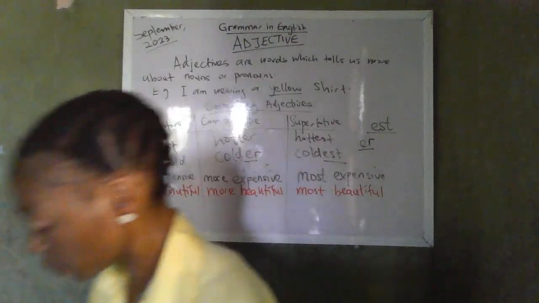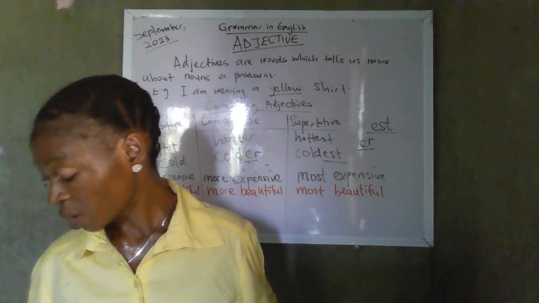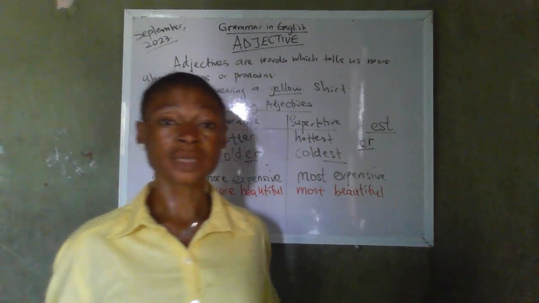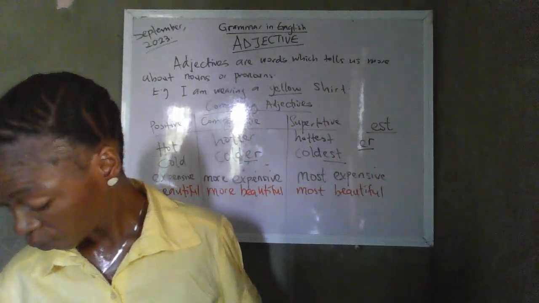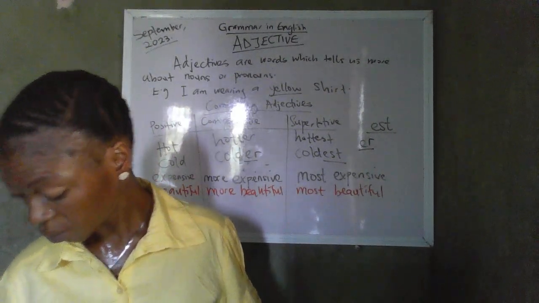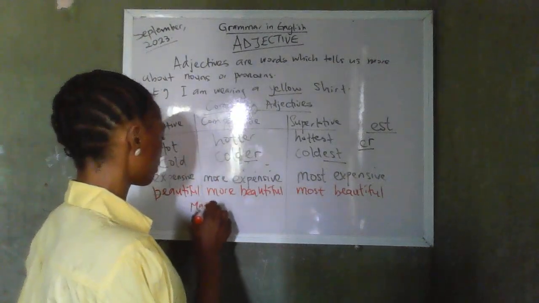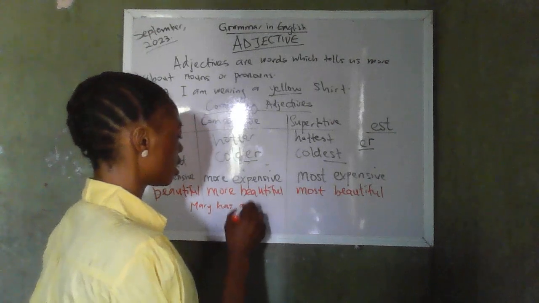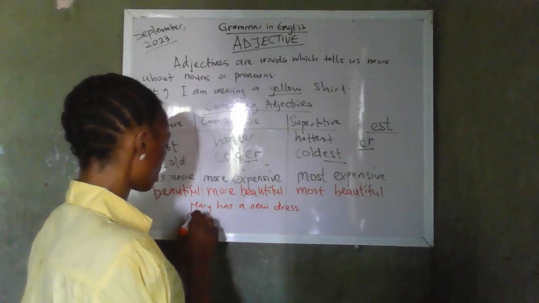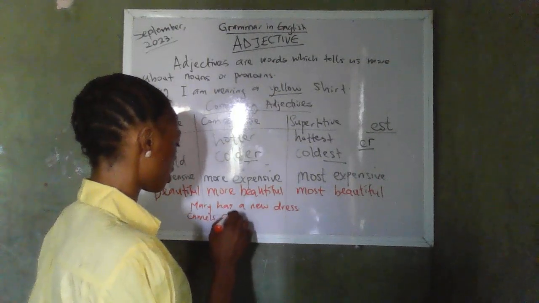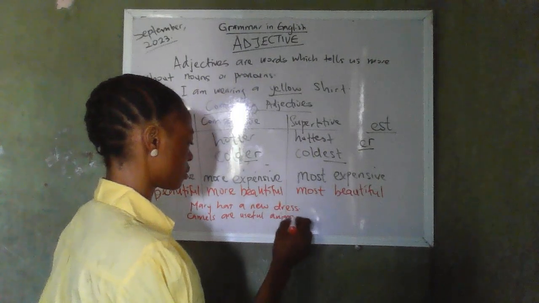In your class task, very quickly identify the adjectives in the following sentences. Mary has a new dress. Camels are useful animals.